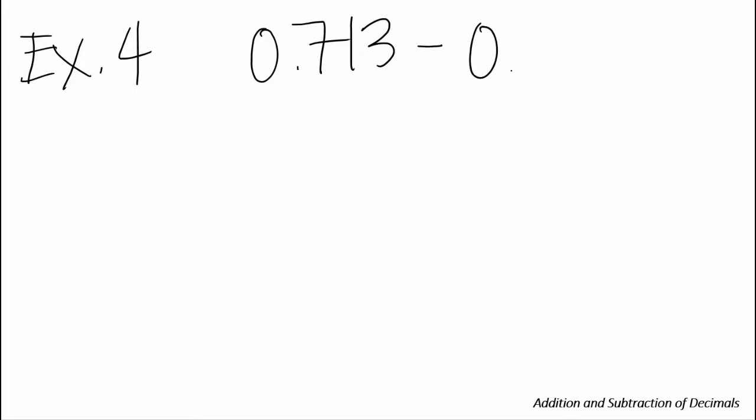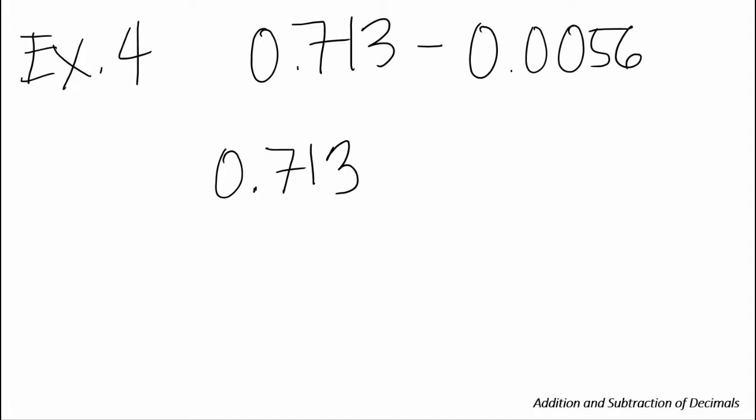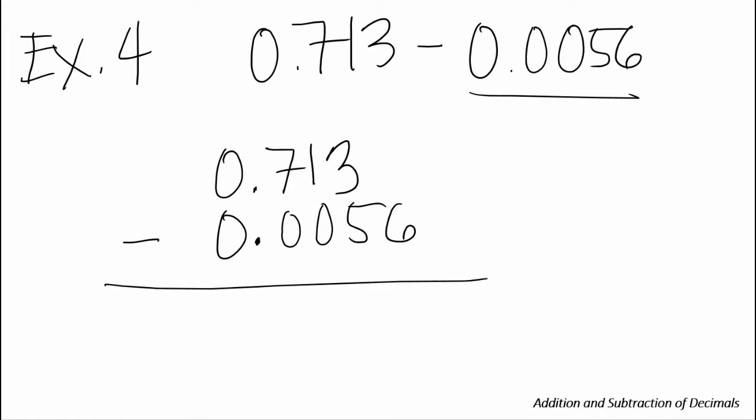So, our last example, we have 0.713 minus 0.0056. So again, i-align ulit natin siya sa vertical position. 0.713 minus this one, 0.0056. Okay. So what we're going to do is, we can put a 0 here sa itaas para we can do the subtraction.